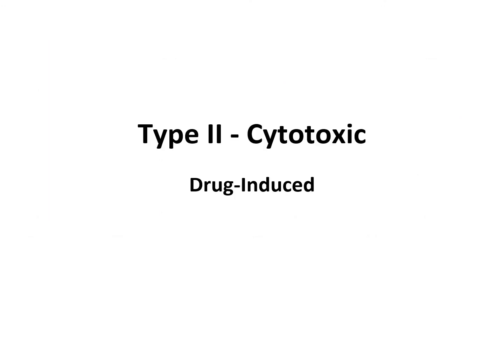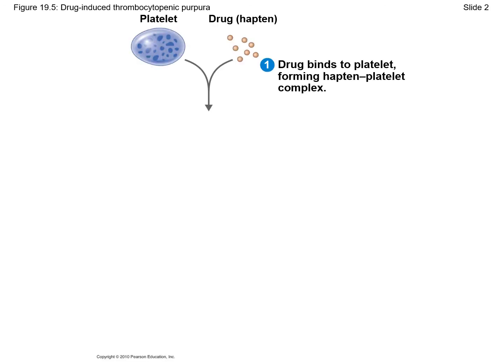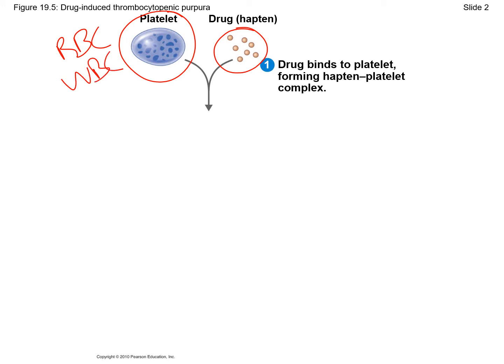The third type of cytotoxic reaction I want to talk about are drug-induced cytotoxic reactions. Drug-induced cytotoxic reactions involve drugs that have entered the bloodstream, so they could have been injected or ingested, but they end up in the blood, and also a formed element, some sort of cell that you find in the blood. So it could be platelets, it could be red blood cells, or white blood cells. But this involves the drug in the blood and one of the formed elements of the blood.